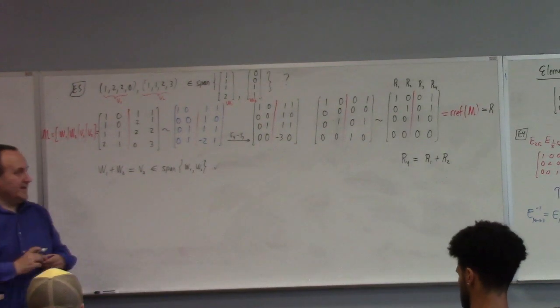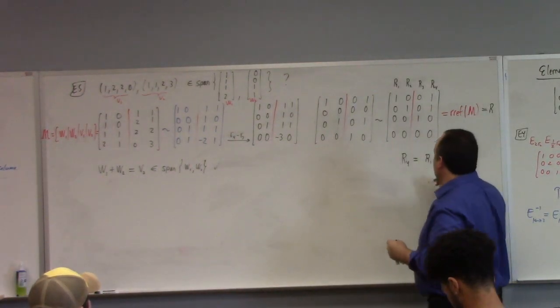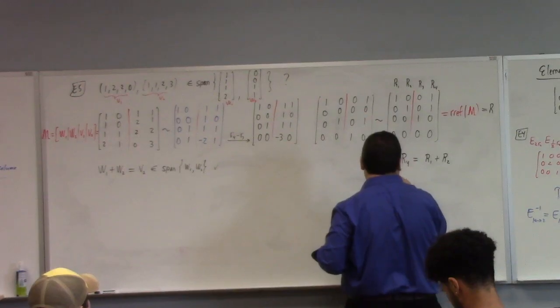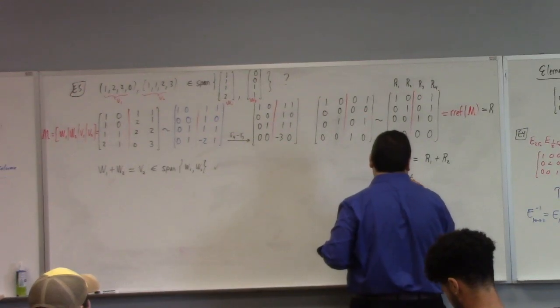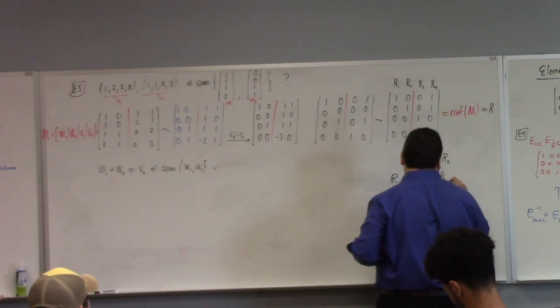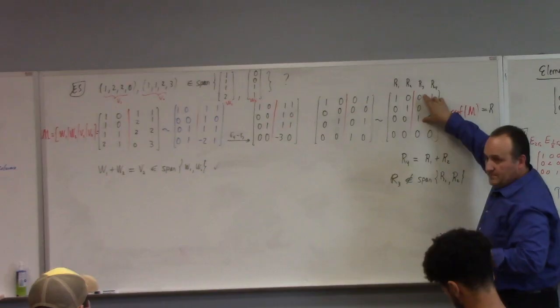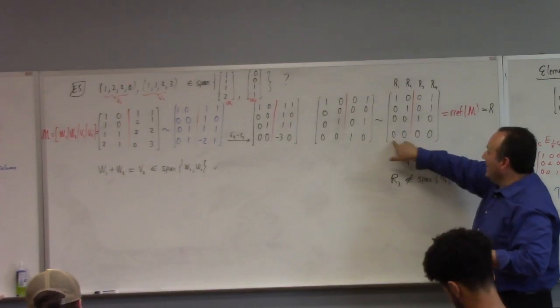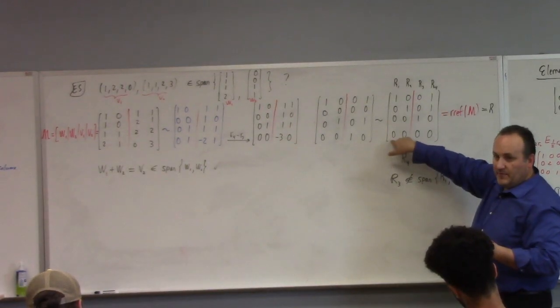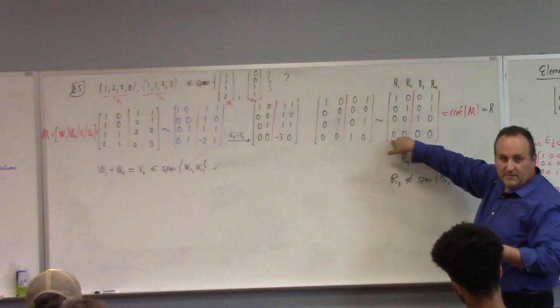Notice that, on the other hand, it is also manifest from this calculation that the third column, R3, is not in the span of the first two, right? If we look at this third column, there is no possible way of building it from the first two. Yeah?